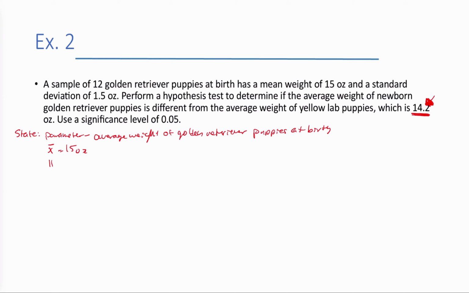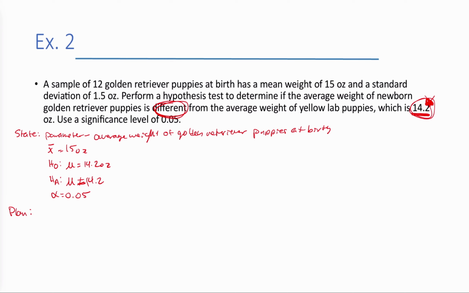Our null hypothesis is going to be that mu is 14.2 ounces. Our null is that the golden retriever puppies weigh the same as the yellow lab puppies. Our alternative hypothesis is that mu does not equal 14.2 because it says different and doesn't indicate the direction. So it is a two-tailed test, and so we're going to use a not equals here. And then our alpha is 0.05.